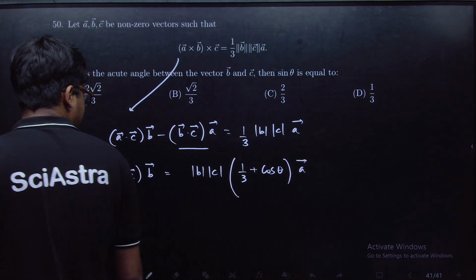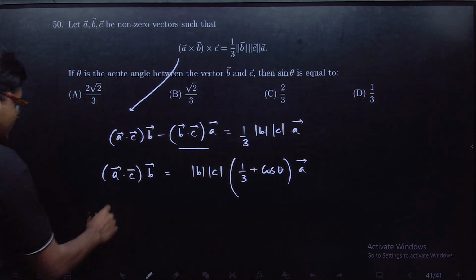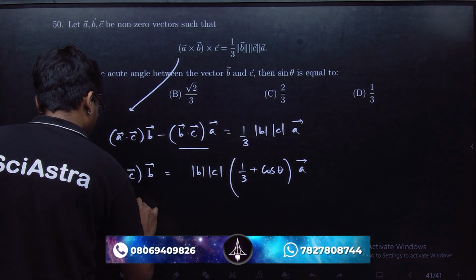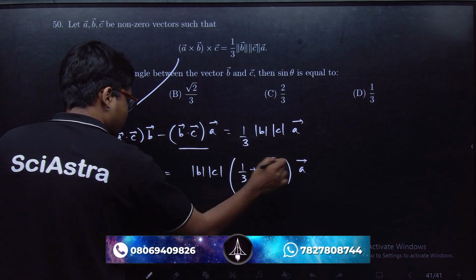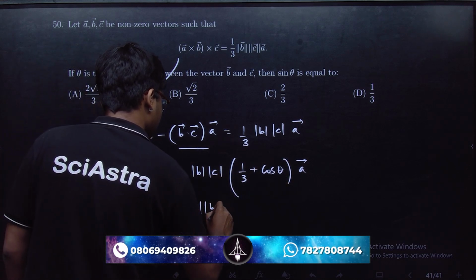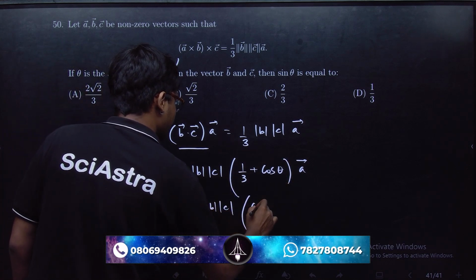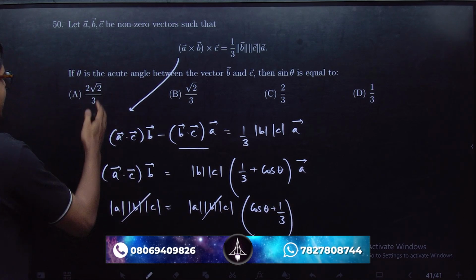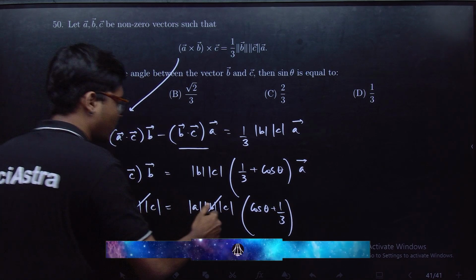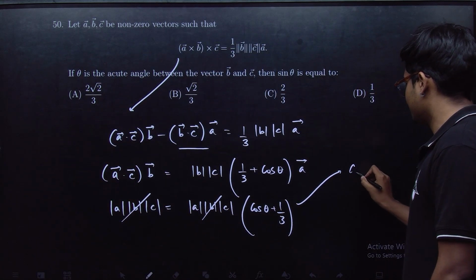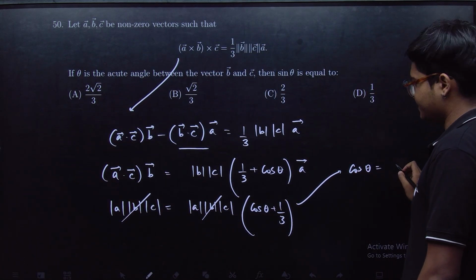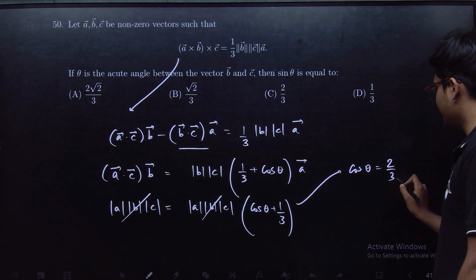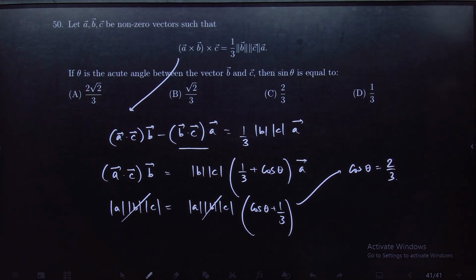Now what I can do is I can just take modulus on both the sides, right? So left hand side will just become mod A mod B mod C. That should be equal to mod A mod B mod C times cos theta plus 1 by 3. So this and this will cancel out because they're all non-zero vectors, right? So you basically get that cos theta is going to be equal to 2 by 3, right? Okay. So minus 2 by 3. Sorry, yeah, just plus 2 by 3, okay?